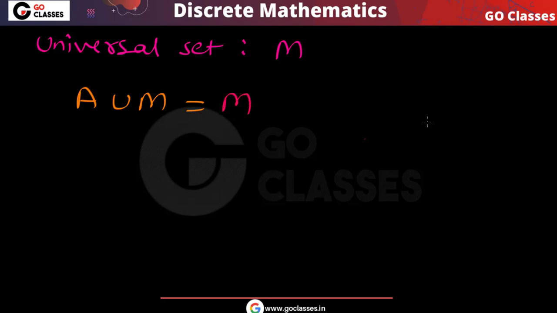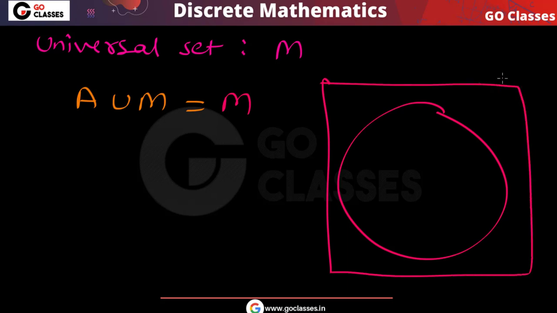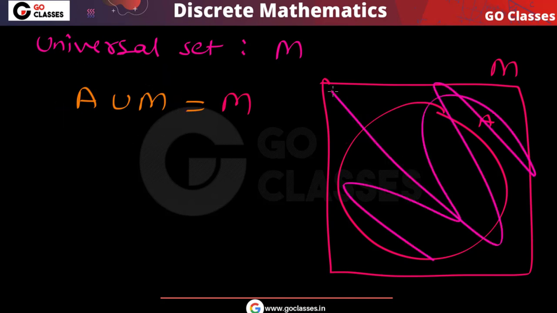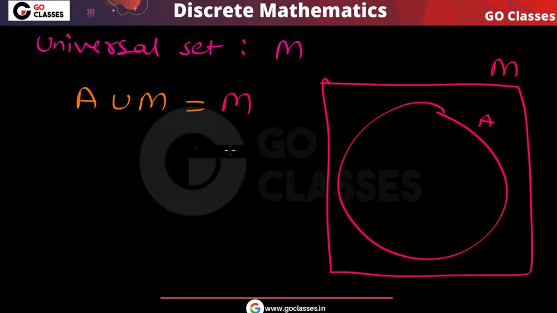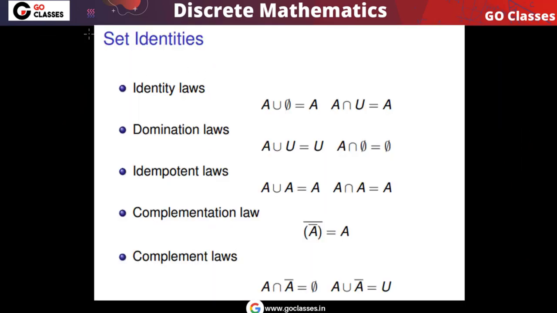That will be M, because if you have any set A, let's assume this is your set A and this is the universal set, then what is A union M? A union M means all the elements of A, comma, M. So that is equal to M. This is the idea. Now let's see these set identities.